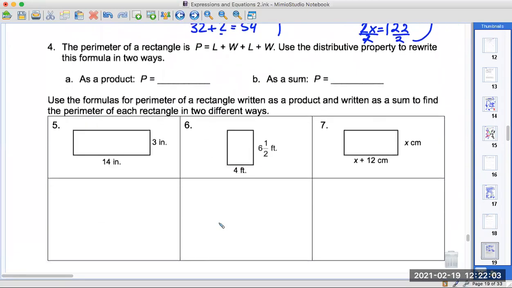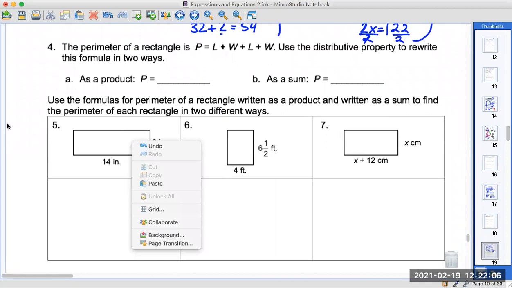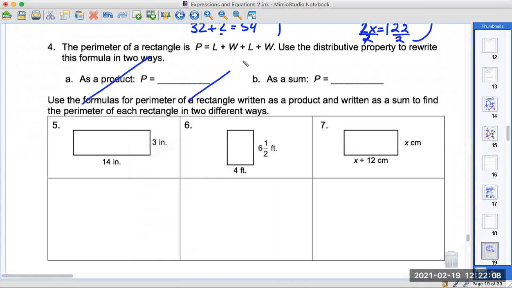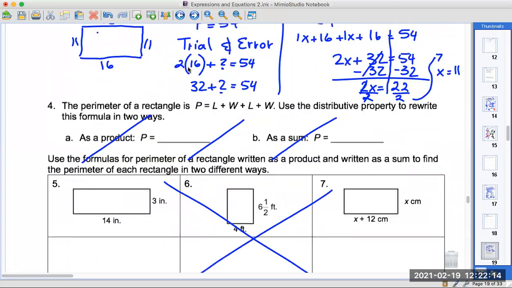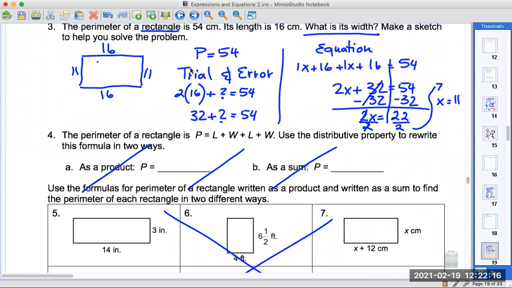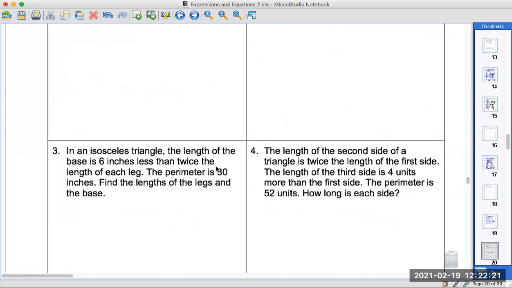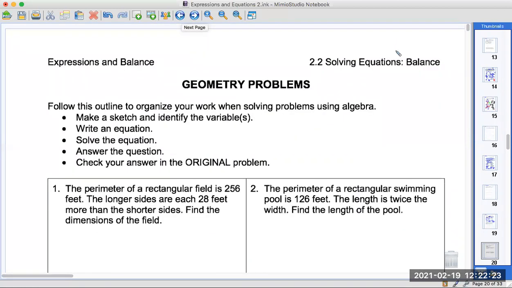So now we're going to skip number 4. And I think we're also skipping this. I believe that's our last page. So this is homework. Those are hard. You're going to try it though, and then come back and see. Remember, make a sketch. And it tells you right here, organize your work.